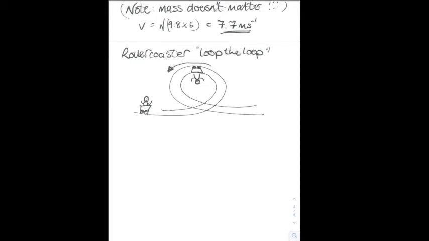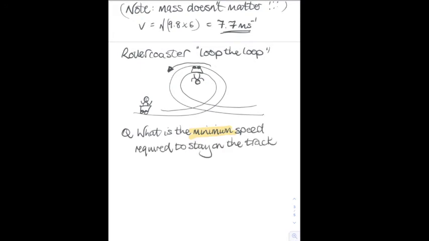Now, the only force at play here is the weight of the car. So if we want to work out the minimum speed required to keep this car on the track, again, we have to balance the weight with the central force. It's the weight that's providing the central force at the very top of the loop. It is the weight that is acting towards the centre of the circle. And we need a central force that is equal to the weight at that point.